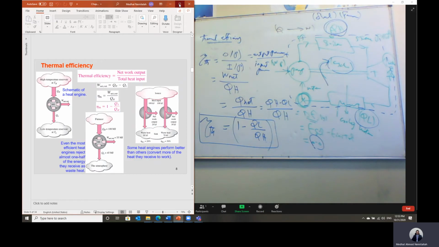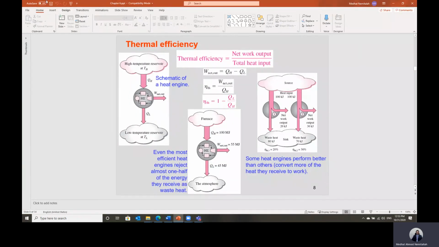Okay, look here, guys. This is the definition of the thermal efficiency we just defined, equal to 1 minus Q low divided by Q high. Q low is the heat rejected in the condenser. So if we are able to reduce this value of Q low, then we can increase the efficiency. And that's why we may have a heat engine system that has better efficiency than another system.